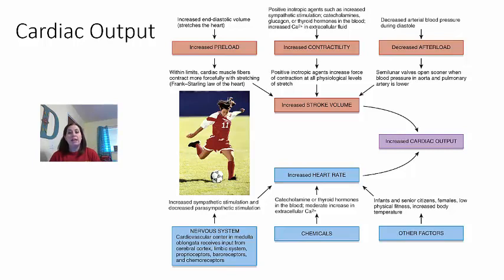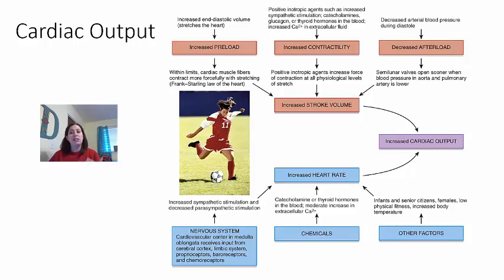So when you're looking at this, guys, it's just showing you that if you have an increased preload, like more coming in, or you have an increased contractility where it's being told to contract harder, or a decreased afterload, so there's not a lot of blood left over, all those things can increase the stroke volume, which will ultimately increase the cardiac output. On the other hand, if the heart rate gets increased, either due to the nervous system, certain chemicals, or other factors, like your age, your sex, your physical fitness, that can also affect your cardiac output.